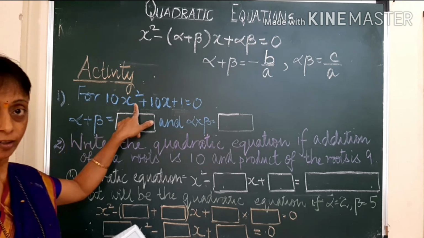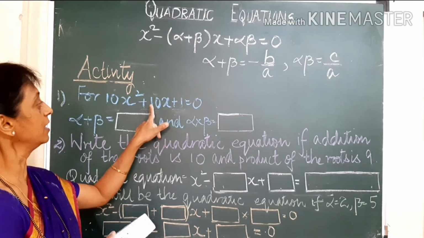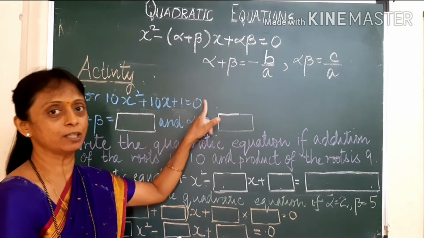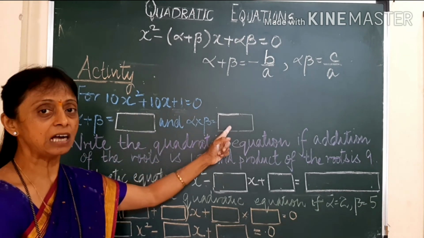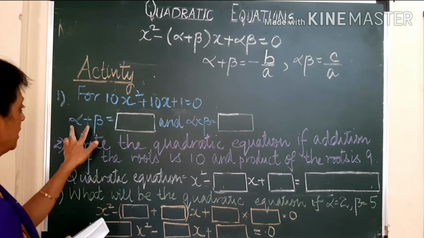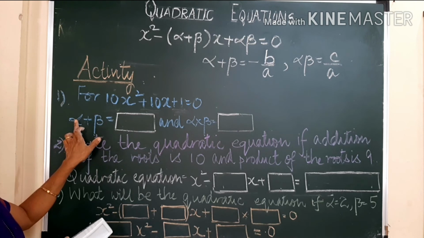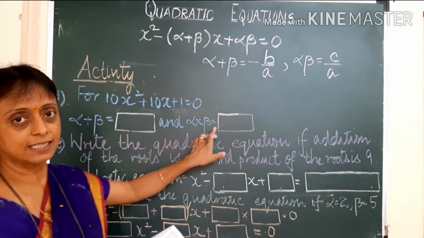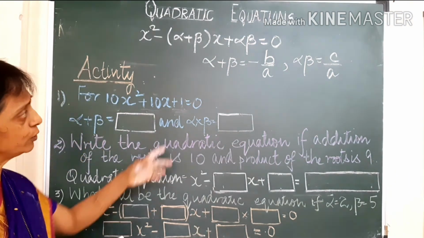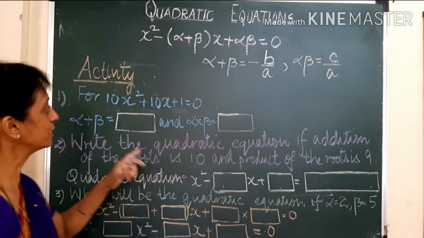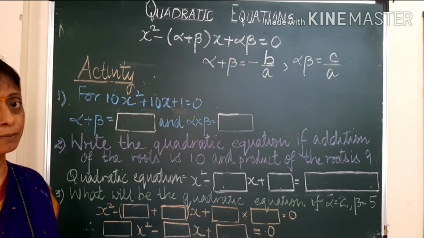For the quadratic equation 10x square plus 10x plus 1 is equal to 0, fill in the answers in these boxes. What do they want? They want the value of alpha plus beta as well as the answer of alpha into beta. Now you know the relation, right? So what is alpha plus beta? It is minus b upon a.